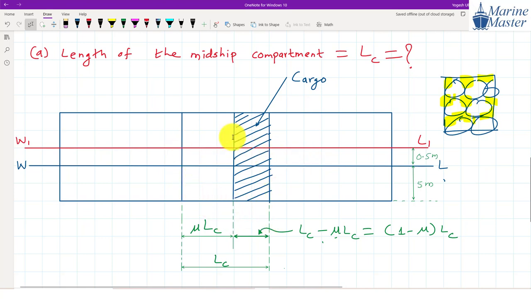In this midship compartment. See, this is our midship compartment, guys. And out of that, 40% is occupied and 60% is unoccupied, not occupied, guys. Okay, so where will water enter? The portion which is not occupied, in that portion water is going to enter. So here I am showing the water.